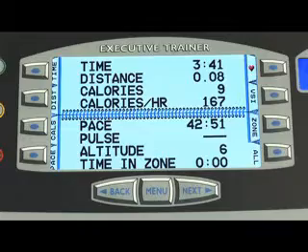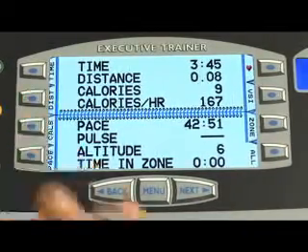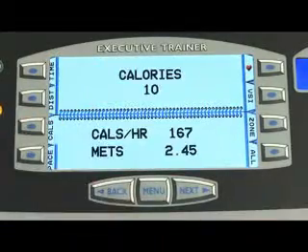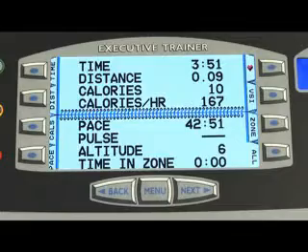We have a Rolodex, which displays all of your statistics. So just like a Rolodex, you can flip to just the distance or calories, or you can put all and see all your statistics at one time.